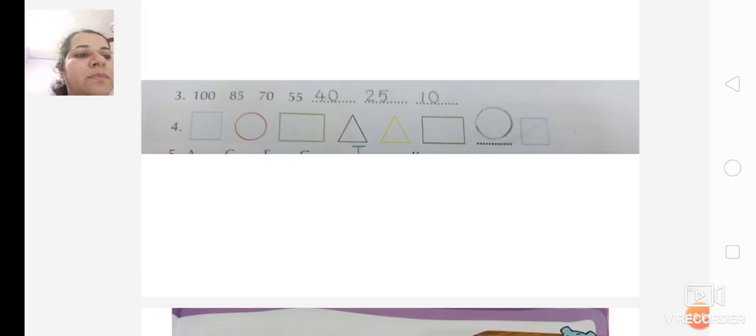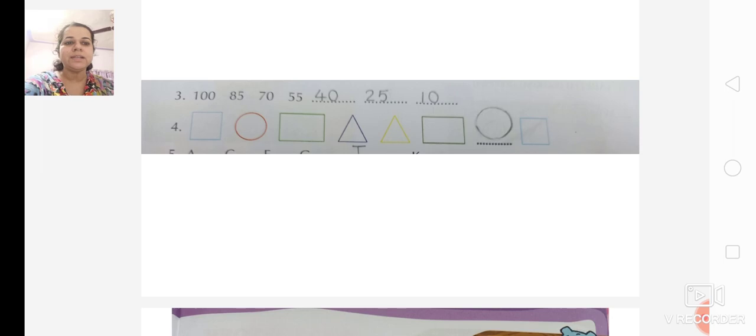Whatever is last comes first. Now here is triangle, then second is rectangle, then third will be circle and fourth will be square. So what will come in the blank is circle. So the answer is circle. Now we will write in the textbook. This is the answer for the circle. You have to write it in the textbook.